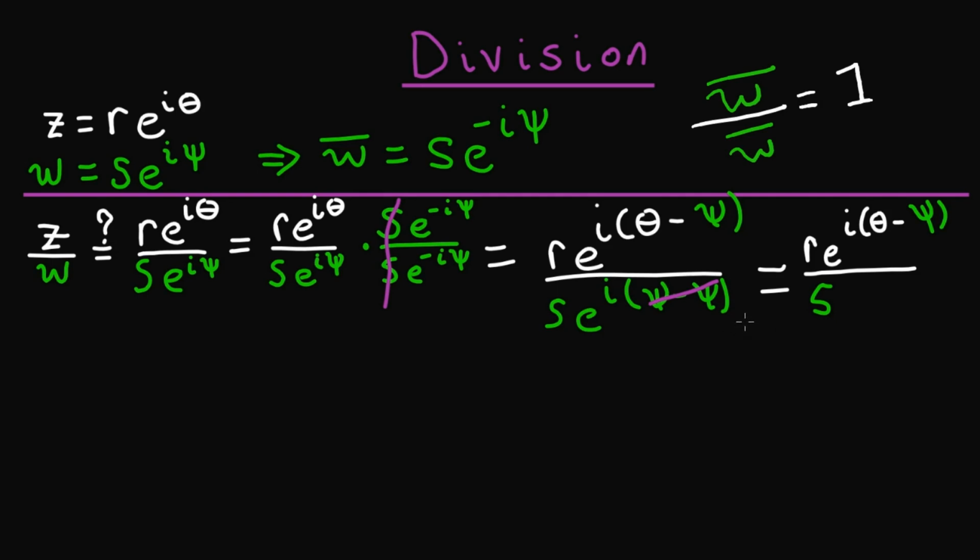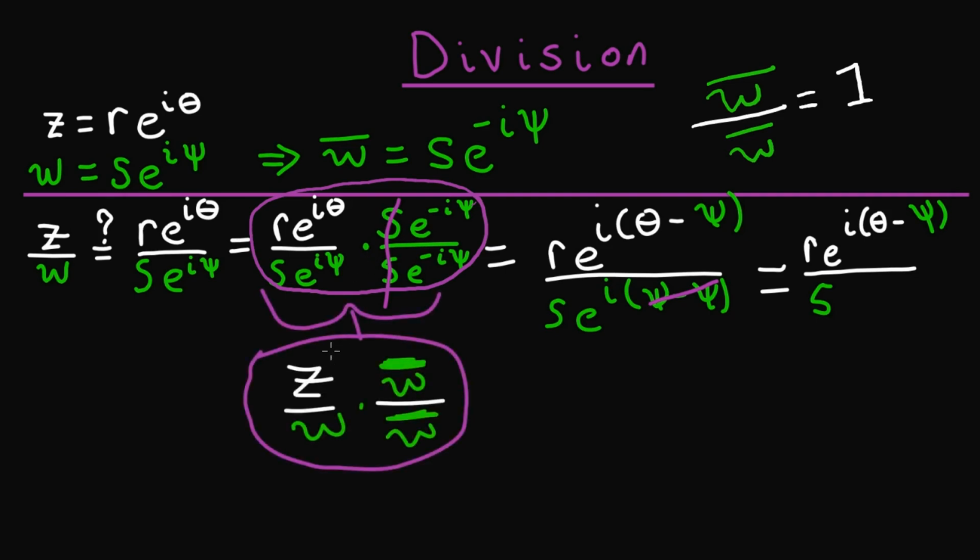So why did we go through all this work? Well, I want to point out this term. What is this equal to in terms of z, omega, and omega bar? Well, it's just z divided by omega times omega bar divided by omega bar. More explicitly, this is equal to z divided by omega. And this is going to tell us how to divide numbers when they're in Cartesian form.